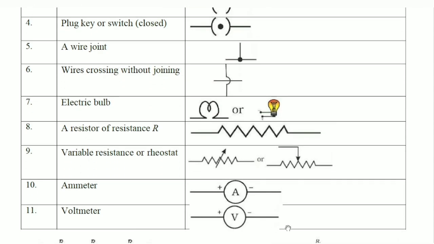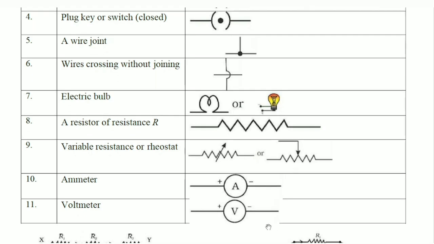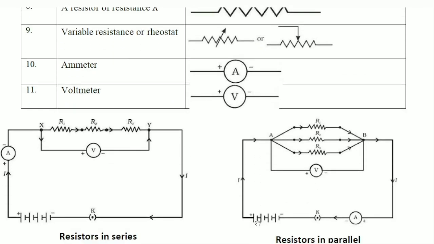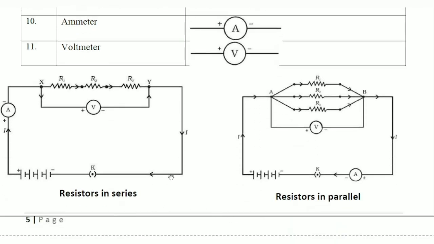A means you should know that it is an ammeter. V means that it is a voltmeter. And learn series and parallel connections, so resistors in series and resistors in parallel. If you learn this connection, it's enough because they won't ask much.